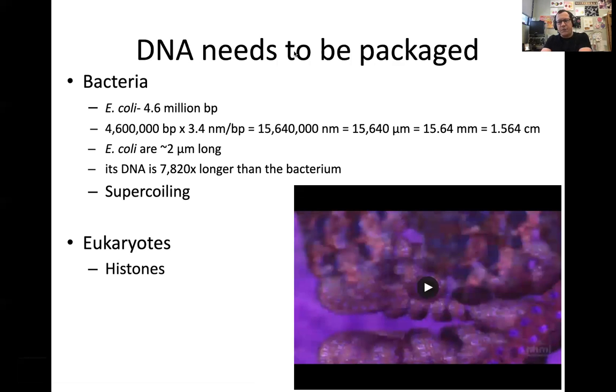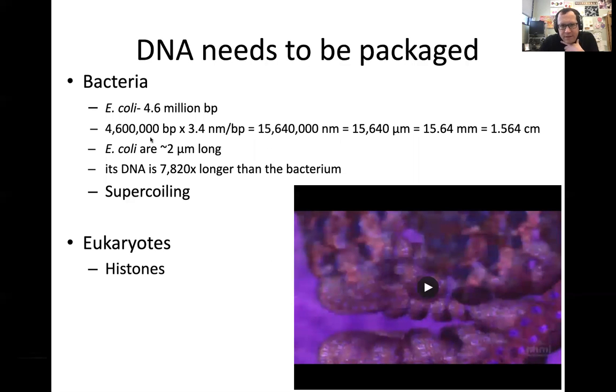And so when we think about the structures of DNA, I've kind of been talking about it as these linear molecules. But in reality, DNA has to be packaged. It's a really long molecule. So if we take the example of E. coli here, right? We said before that E. coli have 4.6 million bases of DNA.